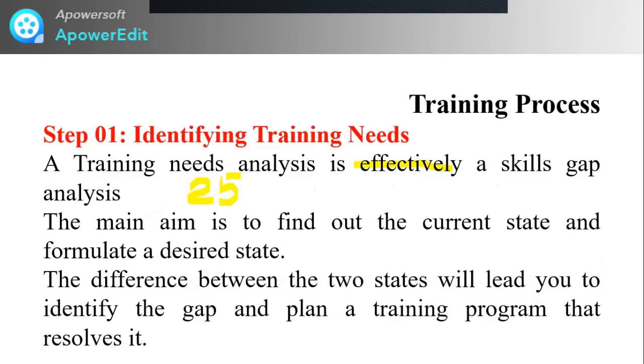Skill gap analysis. The main aim is to find out the current state and formulate the desired state through the training need analysis. The difference between the two states will lead you to identify the gap and plan a training program that resolves it. This is the difference between expected level and actual level: 25 units.